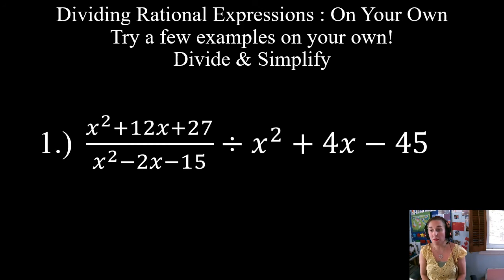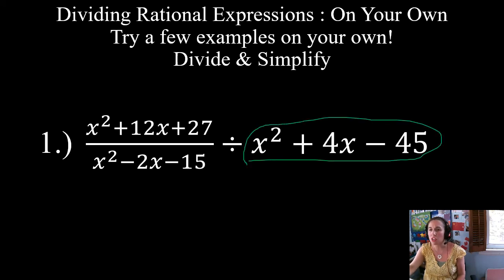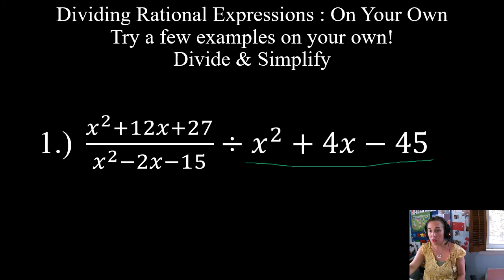So here's one for you guys to try on your own. Remember, first change this division to a multiplication. I put this here because it usually really throws students off, the fact that this is just a polynomial. It doesn't look like a rational expression. Well, you can always make a rational expression by putting a 1 there. That's still x squared plus 4x minus 45. x squared plus 4x minus 45 over 1 is still x squared plus 4x minus 45. So you really have this invisible 1 in the denominator just to get you started.